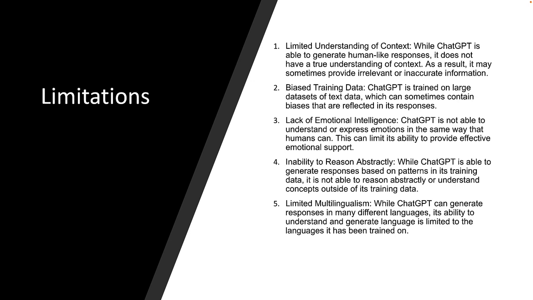Number three is the lack of emotional intelligence. ChatGPT is not able to understand or express emotions in the same way that humans can. So this can limit its ability to provide effective emotional support. Number four is the inability to reason abstractly. While ChatGPT is able to generate responses based on patterns in its training data, it's not able to reason abstractly or understand concepts outside its training data. And then number five is limited multilingualism. While ChatGPT can generate responses in many different languages, its ability to understand and generate language is limited to the languages it's been trained on. So that's a fairly wide set of limitations, but I think to really understand the tool, you really have to give it a try. And we're going to go ahead and do that here in just a second.